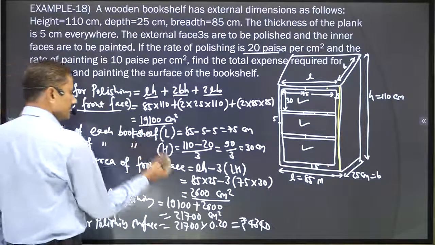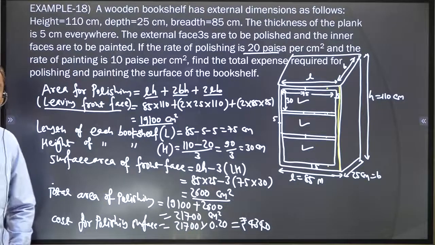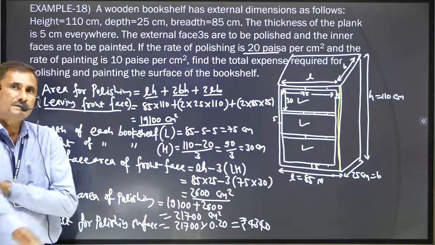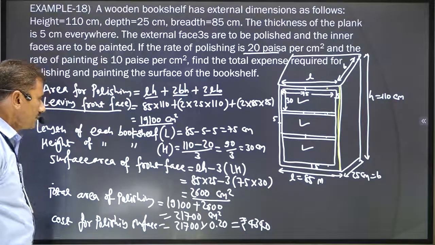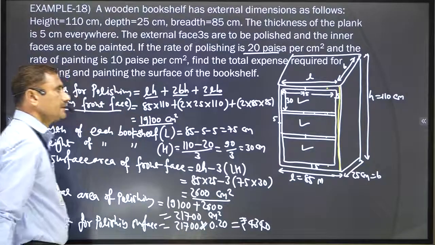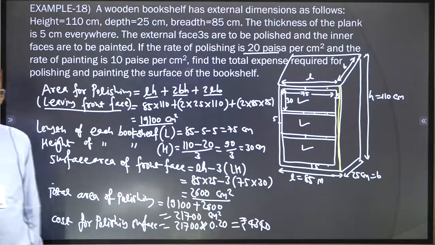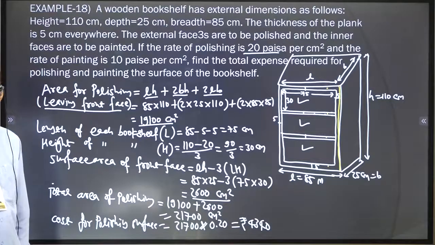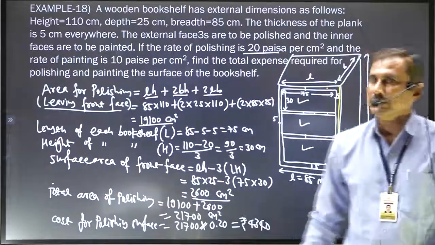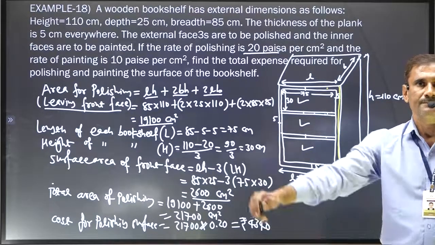So first we found this one, then this front surface, make the total of both of them, and then multiply by 0.20. Why? Because per centimeter square 20 paisa is there. So 0.20 is the multiplication factor. So we got the final answer in rupees. So understood, this is only for polishing purpose. Now here only I will write how to find the area for painting purpose. Okay. So I hope you understood the first part of the question only. Only half is finished, half is still left.